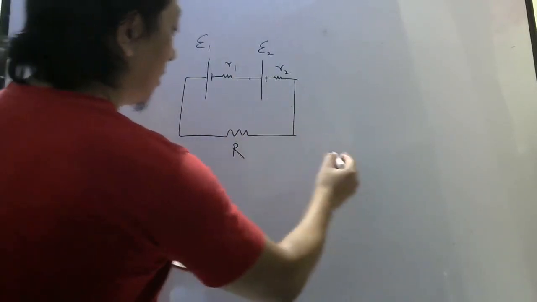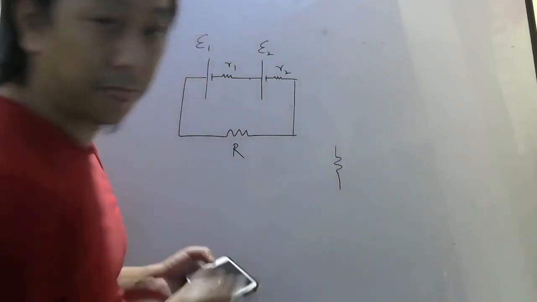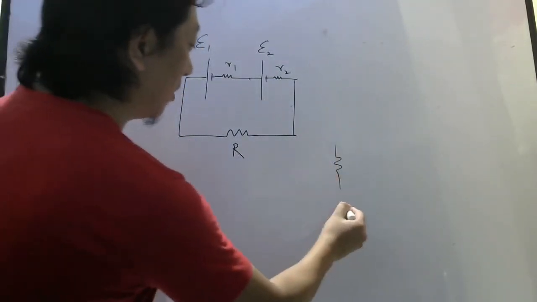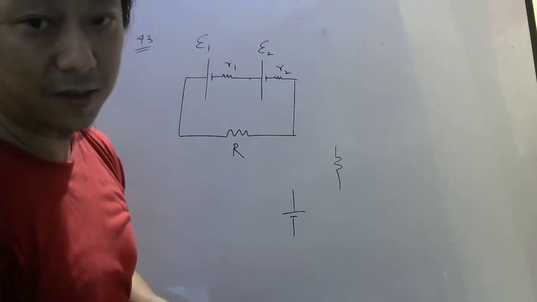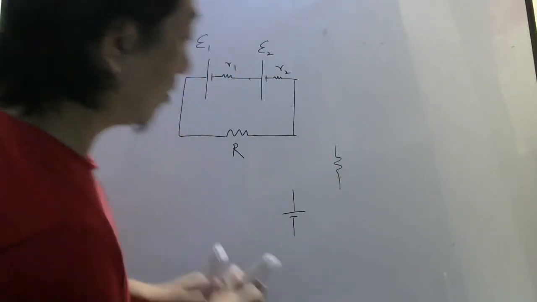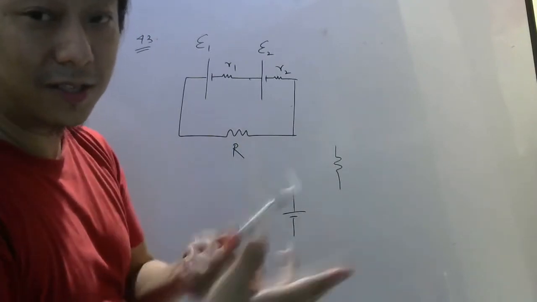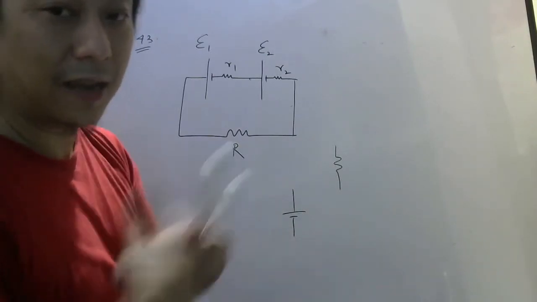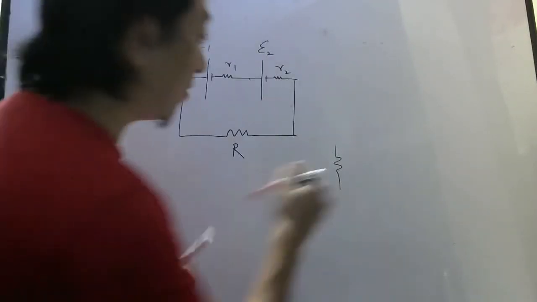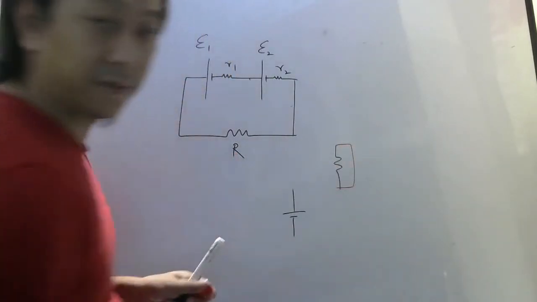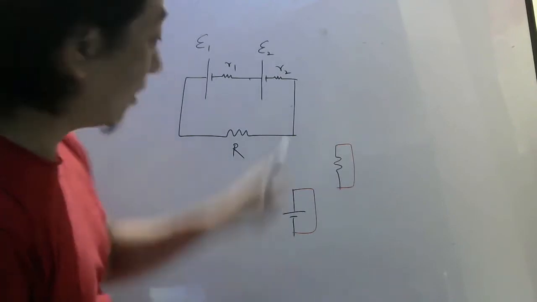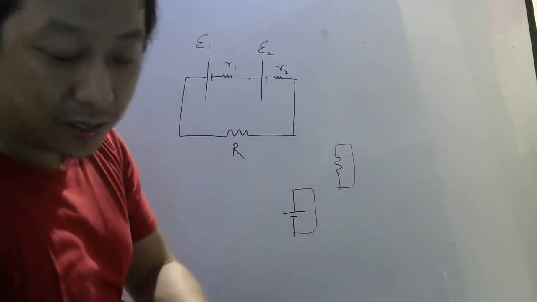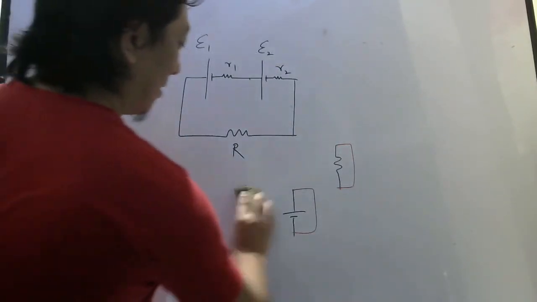Short circuiting means if you have something here, it could be a resistor or a battery. If somebody says short circuit this resistor, directly without any resistance being told, then it means just put a wire like this. So by short circuiting this battery, under what condition can the current be increased, they are asking.